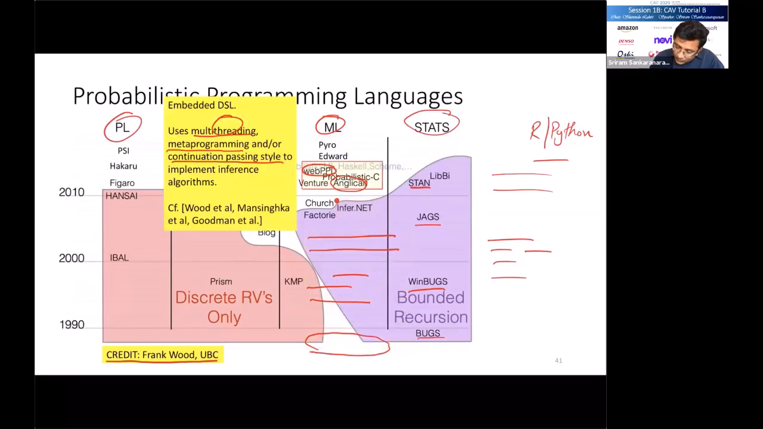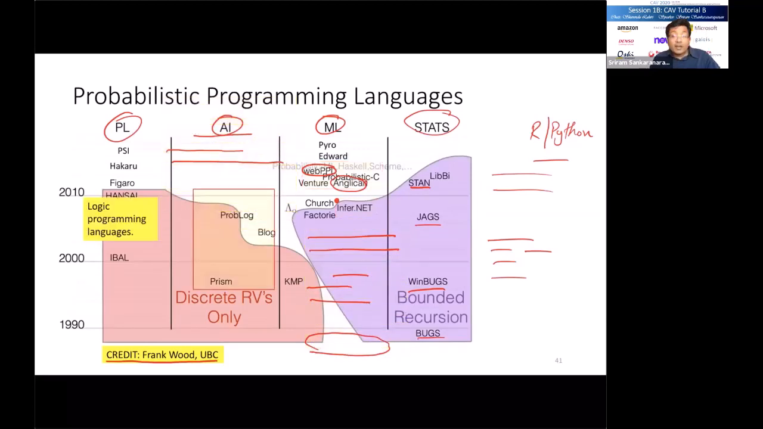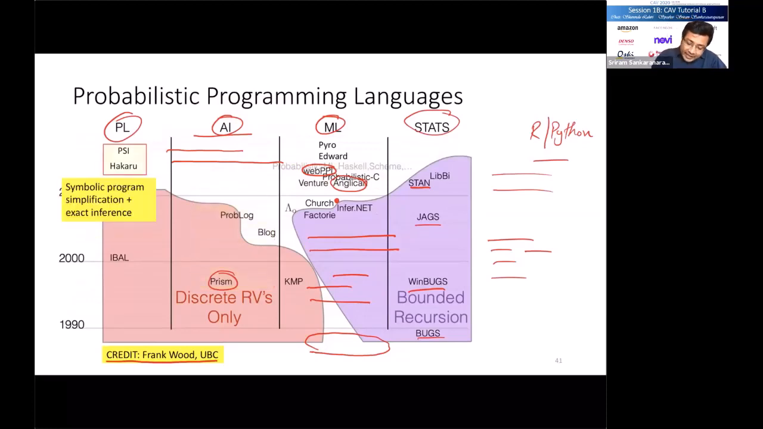Sorry, let me move on. There are logic programming languages that implement a declarative style. This Prism is not the Prism that we all know and love. It's a different logic programming language for probabilistic programming. There are languages like Psi and Hakaru.